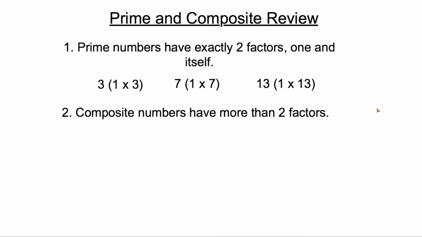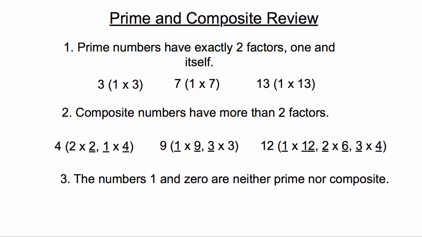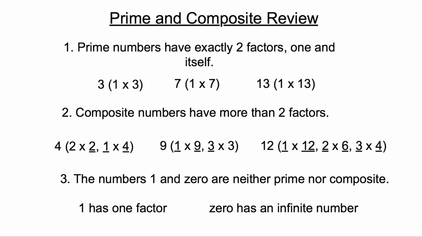Composite numbers have more than 2 factors. So some examples for that would be 4. You have 2 times 2 and 1 times 4. So your factors are 1, 2, and 4. We have 9. We've got 1 times 9 and 3 times 3. More than 2 factors. And 12, we have 1 times 12, 2 times 6, and 3 times 4. Finally, the numbers 1 and 0 are neither prime nor composite. 1 only has 1 factor, so that doesn't fit into exactly 2, and it doesn't fit into more than 2. And then 0 has an infinite number of factors.